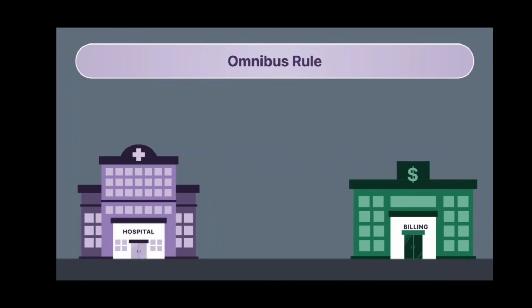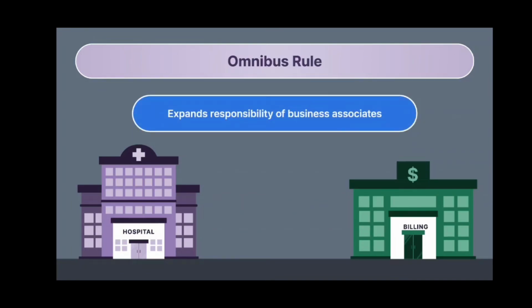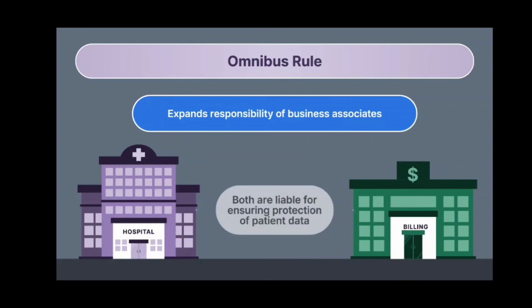In 2013, the Omnibus Rule was implemented, impacting aspects of the privacy, security, enforcement, and breach notification rules. A key part of the Omnibus Rule was expanding the responsibilities of business associates. So if a hospital uses a third-party billing company, that company is also liable for ensuring the protection of patient data.